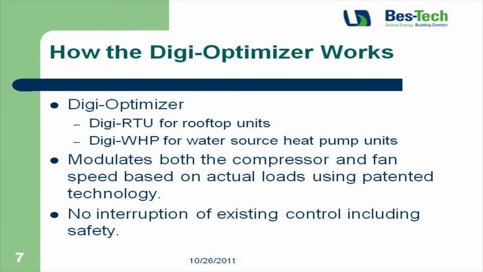The Digi-Optimizer applies to rooftop units and water source heat pumps. When we're talking about rooftop units and water source heat pumps, obviously the rooftop units are air-cooled DX type systems. And we'll get into a little bit why this also increases efficiency of water source heat pumps. It does modulate both the compressor and fan speed based upon our patented technology, and it does not interrupt the existing control safeties of the equipment.